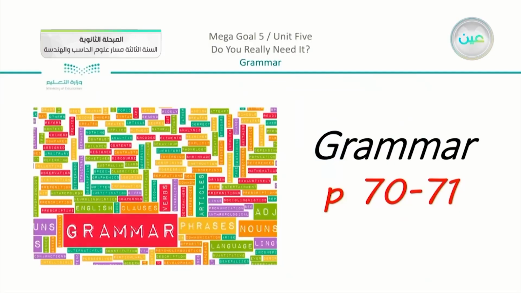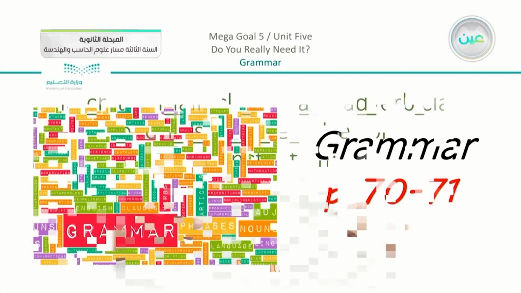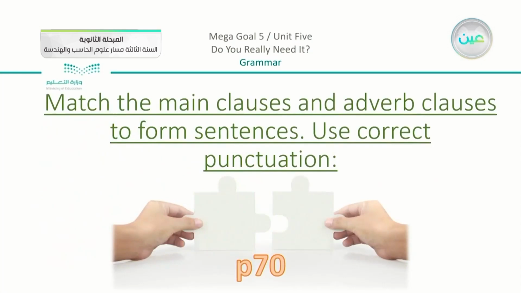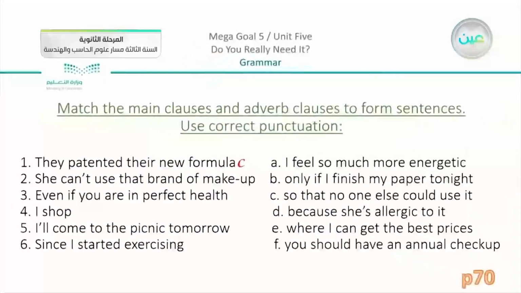We're going to start with the exercises that we have here on page number 70 and 71. So we have here, match the main clauses and adverb clauses to form sentences, use correct punctuation. We're going to start on page number 70 here. We have the first exercise, which is the match. You can see in your book that the first exercise is done, which is C. So we're going to start with number 2.